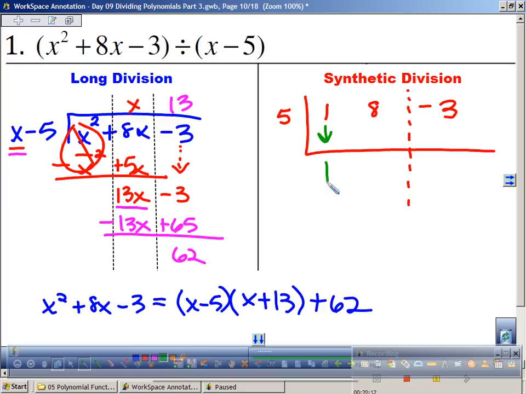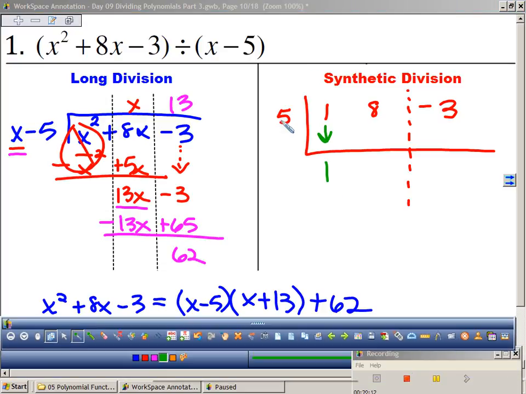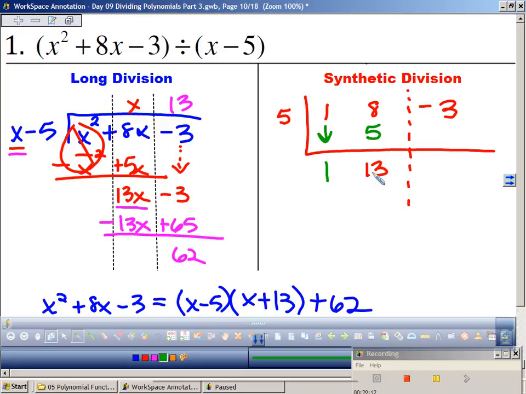Okay? Next thing I'm going to do is I'm going to multiply. 5 times 1 is 5. 8 plus 5 is 13. 5 times 13 is 65. 65 and negative 3 is 62.